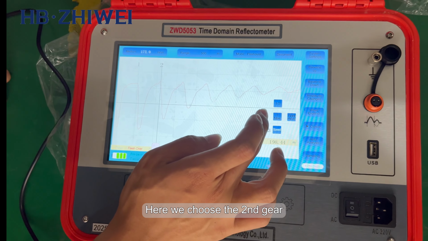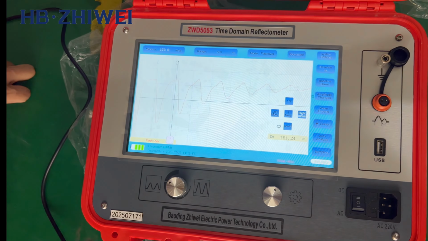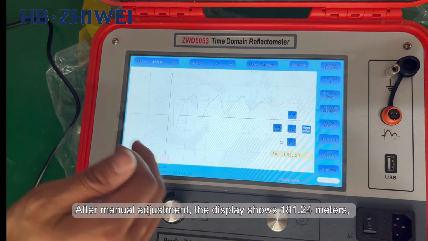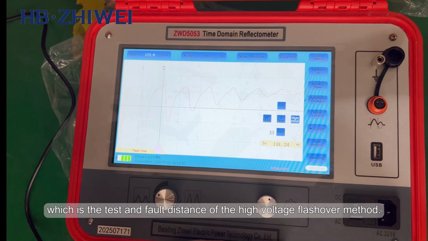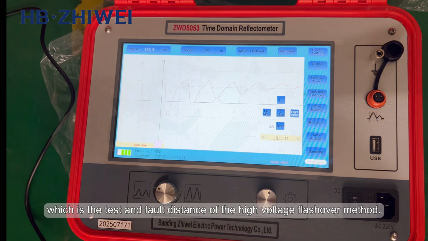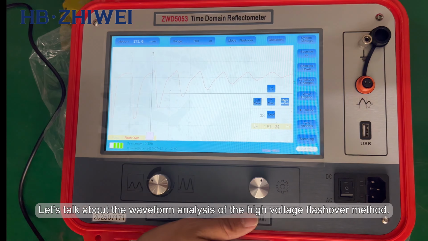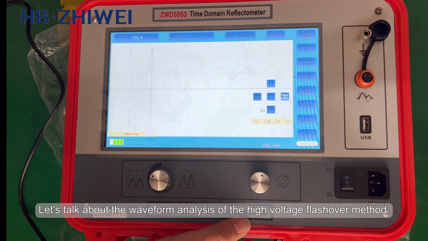Here we choose the second gear. After manual adjustment, the display shows 181.24 meters, which is the test fault distance of the high-voltage flash-over method. Let's talk about the waveform analysis of the high-voltage flash-over method.